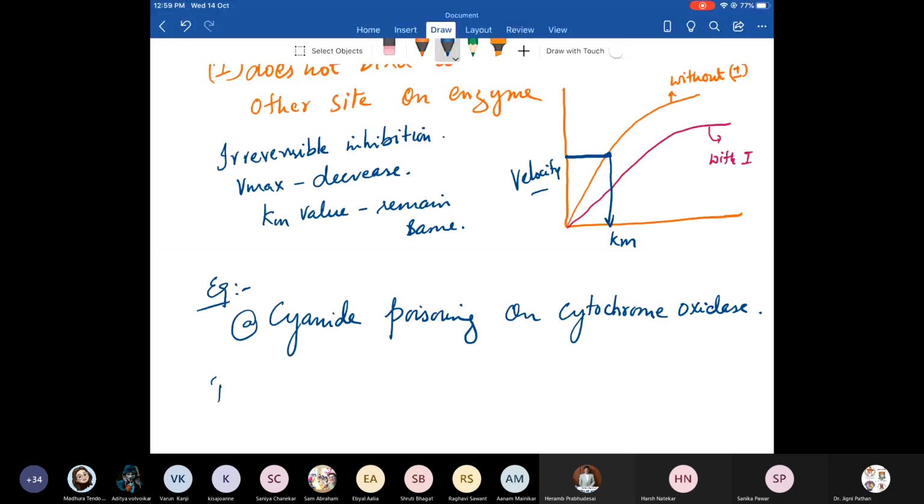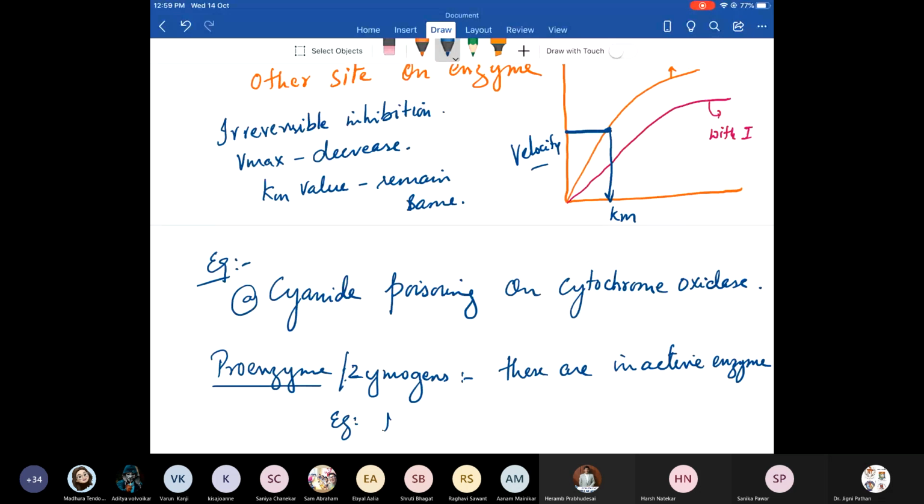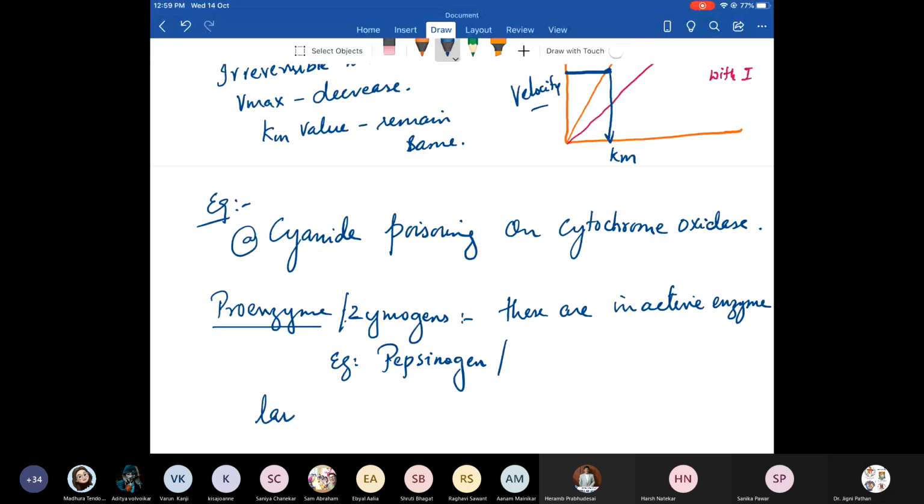What is proenzyme? That's just one example that you have to know under non-competitive. Proenzyme or zymogens. These are inactive enzymes. Example, pepsinogen. Pepsinogen is active or inactive?